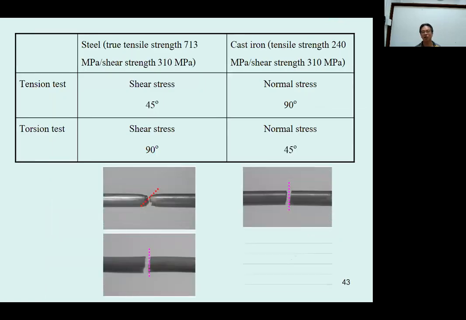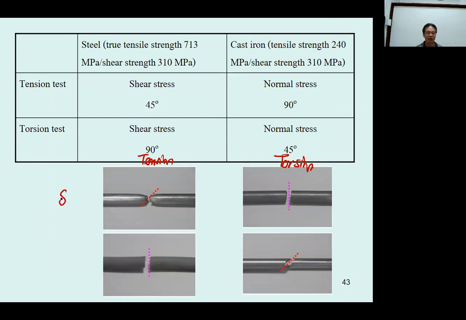And this is the conclusion between the failures. On this side, this is for the tension. And for this side, this is for the torsion. They are different. And this one is for the steel. This one is 45 degrees, okay, for the steel. For torsion, this is 90 degrees. For this one, the tau causes the failure. For cast iron, this is a brittle material. The stress, okay, causes the failure at 90 degrees, which is different.